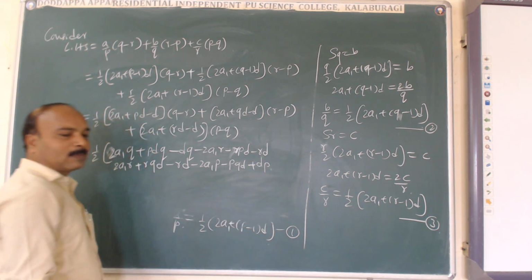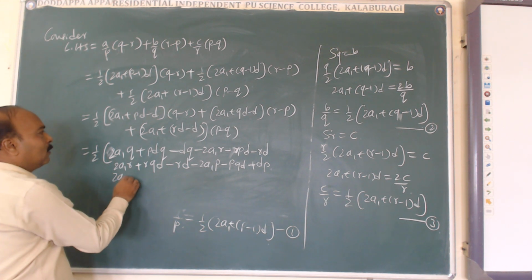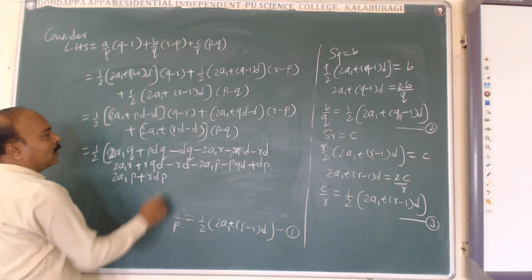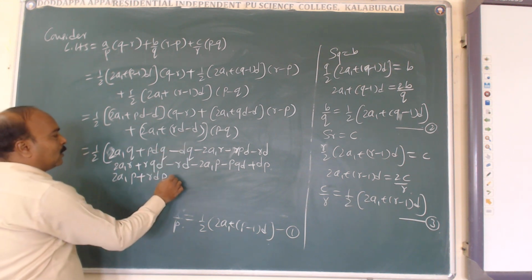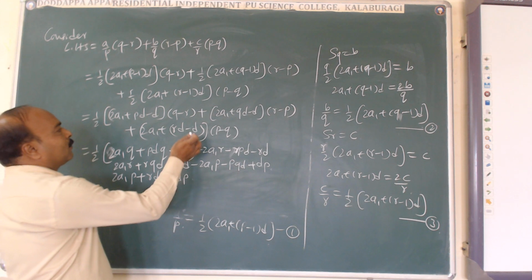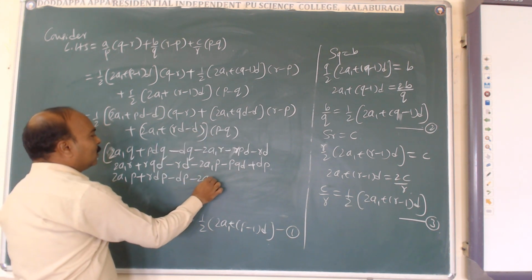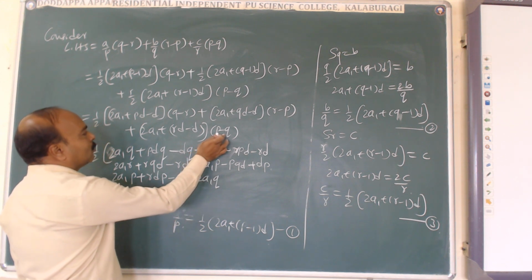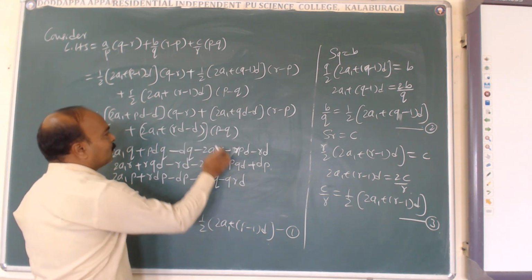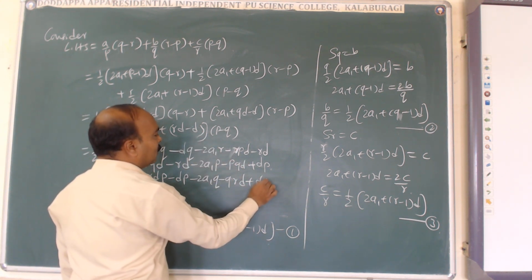p. Next multiply all this by p first: 2A1 into p plus rd into p, next minus d into p. After that you multiply all by minus q: minus 2A1 into q, minus q into rd, minus q rd, minus into minus plus d into q is dq.